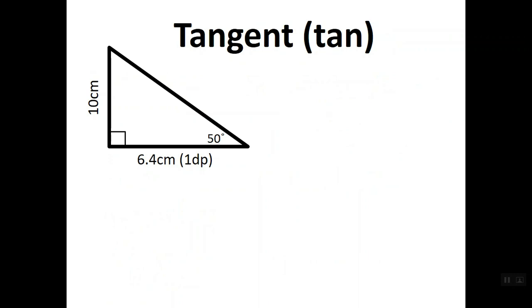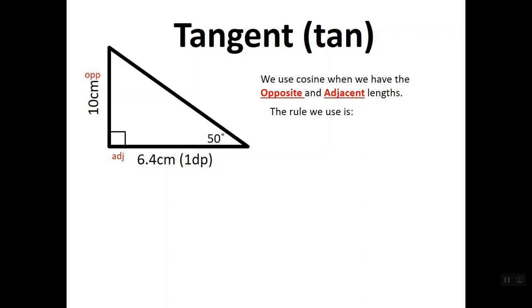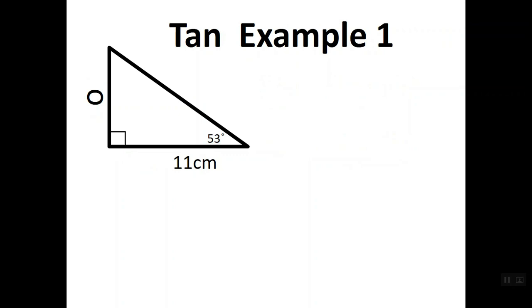Okay, again, first step is basically to label your sides. So that 10 centimeter represents my opposite side, that 6.4 represents my adjacent. And again, we know that we're using tan once we're dealing with opposite and adjacent. Next step, always write your rule, don't forget to write it. Tan theta equals opposite over adjacent. Let's look at an example now.